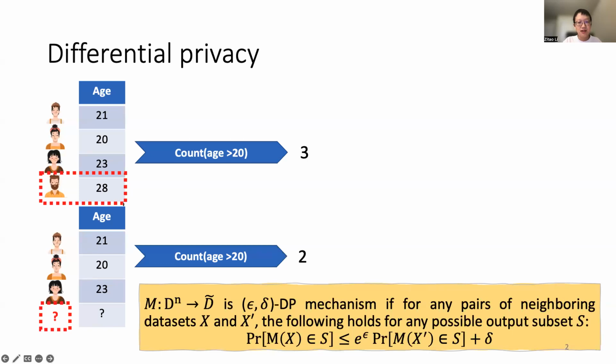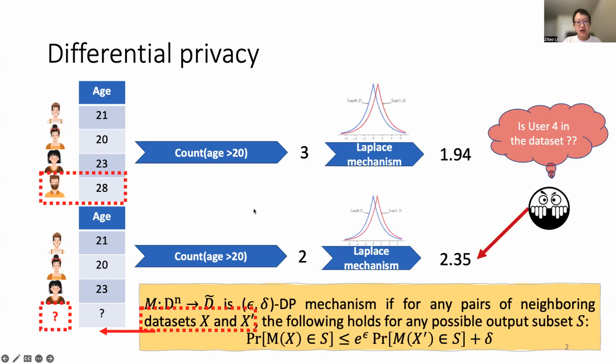So in this example, we can see that if we apply the Laplace mechanism to the count of users with age larger than 20, then no adversary can have high confidence on whether user 4 is actually in the dataset by looking at just the output, even if the adversary knows all other three users' ages.